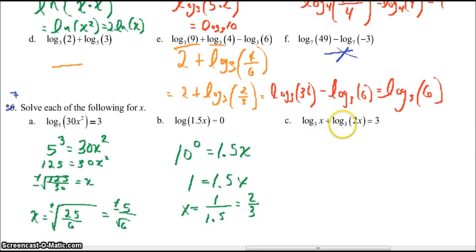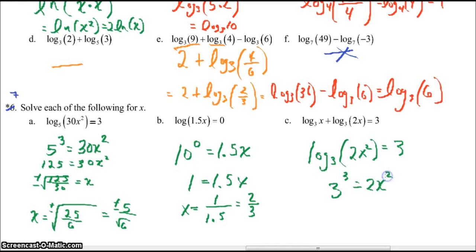This last one, I can combine my two logs as 1. X times 2x is 2x squared. Then I know 3 cubed equals 2x squared from my definition of the logarithm. I can find 3 cubed is 27, divide by 2, take a square root. Here I can't put a plus or minus because I can't take a log of a negative x. So square root of 27 over 2.